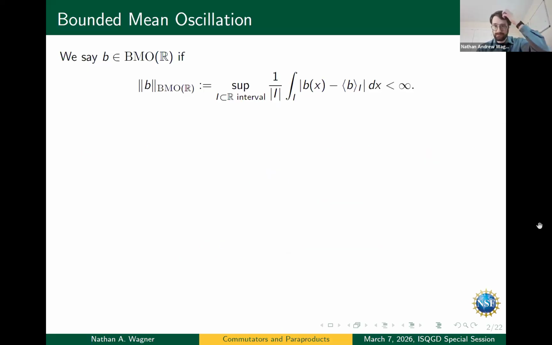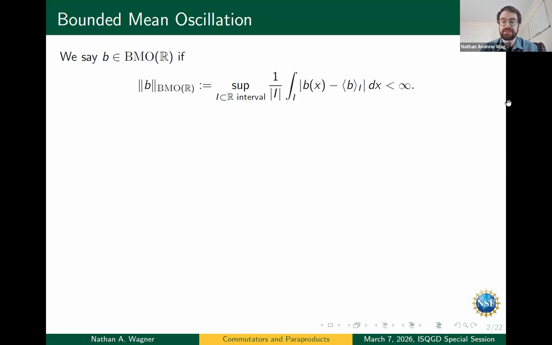Okay, so first, I'm going to talk about BMO. So that's a space of functions that probably many of you have seen before. If we think about just BMO on the real line, it's defined to be a space of functions that have bounded mean oscillation. So that means when we take the integral average of the absolute value of the function minus its integral average on that interval. So the bracket notation here refers to the integral average of B over I. That mean oscillation remains bounded over all intervals I.